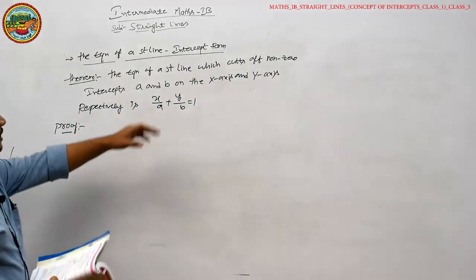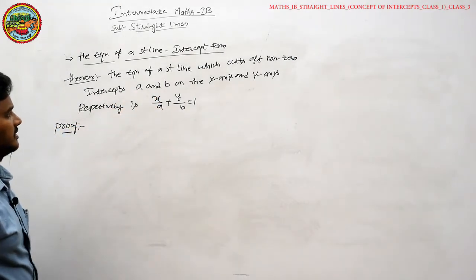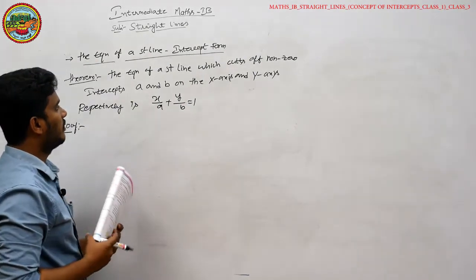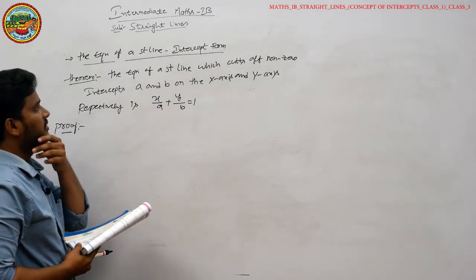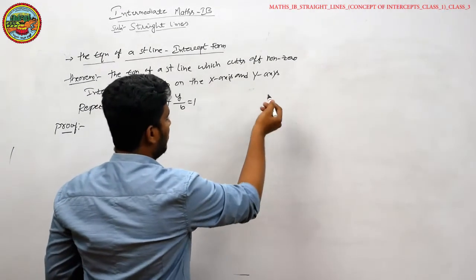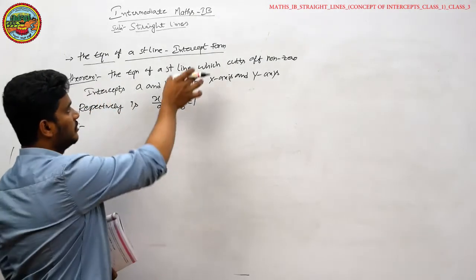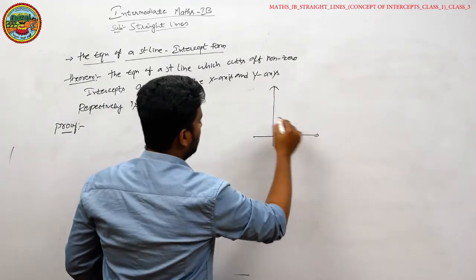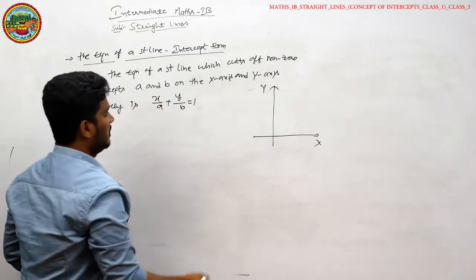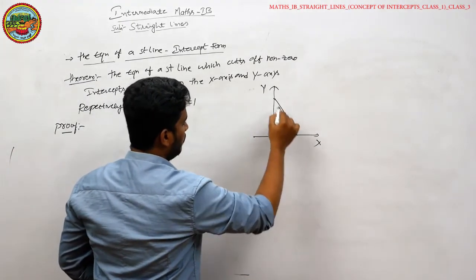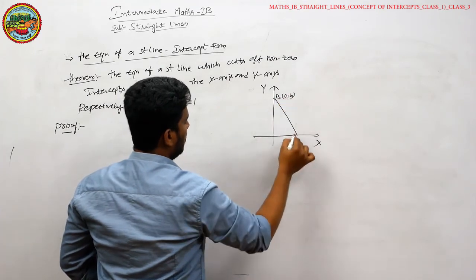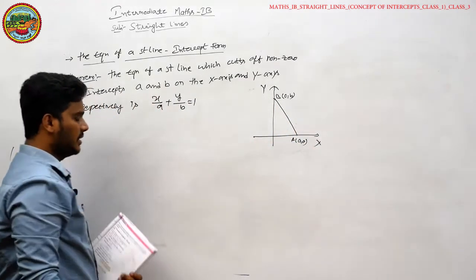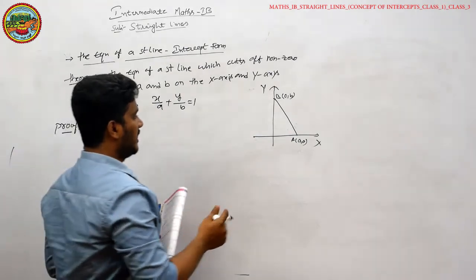So a and b are the intercepts on the x-axis and y-axis. That means a is the x-intercept and b is the y-intercept. So we have to find the equation of a straight line using intercept form. Previously we discussed slope intercept form, and now we discuss intercept form. Let the coordinate axes be the x-axis and y-axis, with the point B as 0 comma b and the point A as a comma 0. So here b is the y-intercept and a is the x-intercept. So this is the line L.